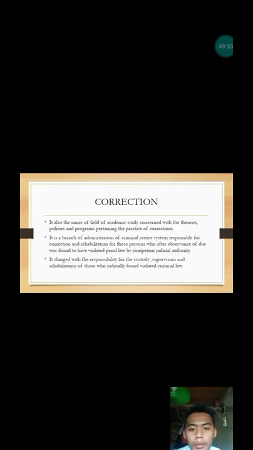Corrections is also the name of a field of academic study concerned with the theories, policies, and programs pertaining to the practice of corrections. It is the branch of the administration of criminal justice system responsible for correction and rehabilitation of those persons who, after due process, were found to have violated penal law by competent judicial authority. It is also charged with the responsibility for the supervision and rehabilitation of those judicially found to have violated criminal law.